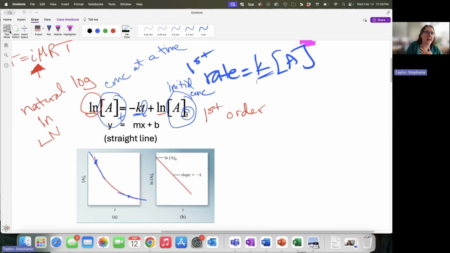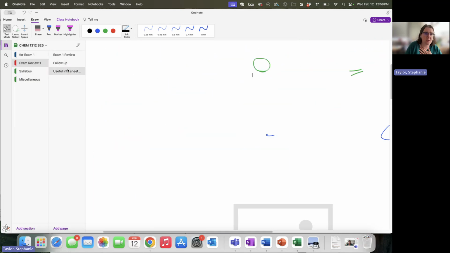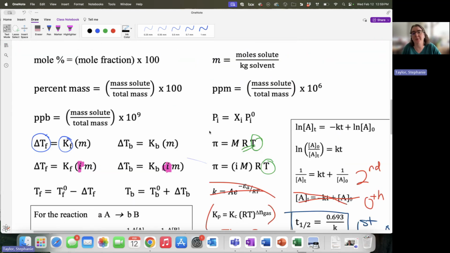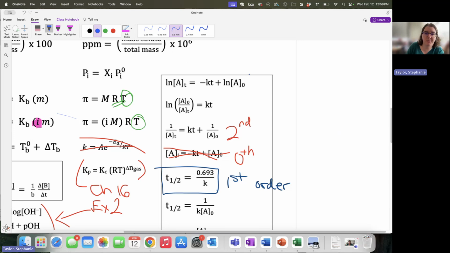When we take a look at our potentially useful information sheet, you'll actually find a couple of different ones over here. I actually labeled some of these. So these two are both first order.